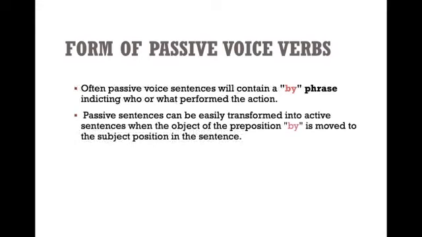Now, often passive voice sentences will contain a by phrase indicating who or what performed the action. After you get your form of the verb to be and your verb, usually you're going to have the by phrase coming up immediately afterwards. Passive sentences can be easily transformed into active sentences when that object of the preposition by is moved to the subject position in the sentence.